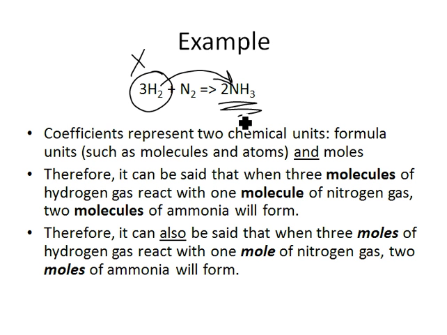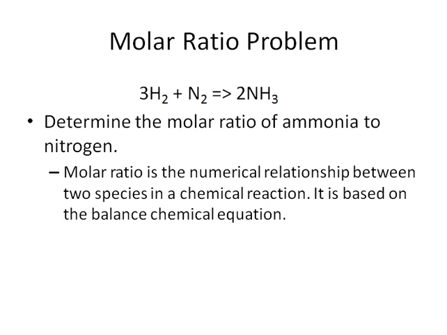Now, when you're looking at this, we should first be able to identify how to get a molar ratio, right? A molar ratio is the numerical relationship between 2 species in a chemical reaction. So I'm looking at this same equation. 3 moles of hydrogen, 1 mole of nitrogen makes 2 moles of ammonia, right?